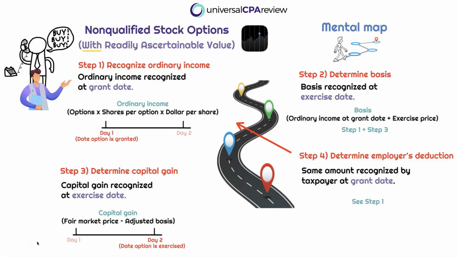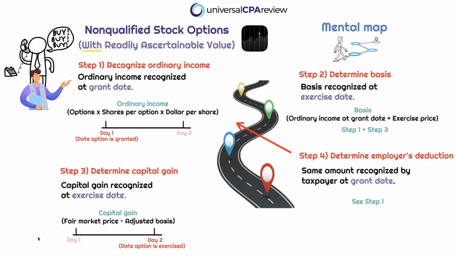So how is this going to get calculated? We're going to take the total options and we're going to multiply it by the amount of shares per option. Right, in other words, how many shares of stock will be acquired when these options are exercised by Dan? Okay, and then this is all going to get multiplied by the dollar value per share.